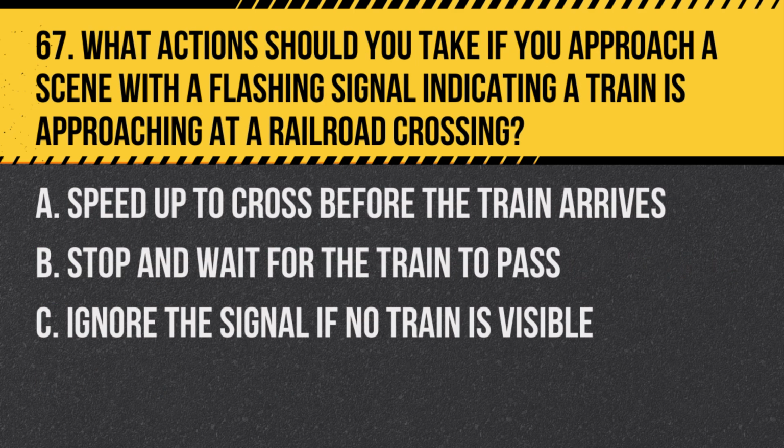Question 67. What actions should you take if you approach a scene with a flashing signal indicating a train is approaching at a railroad crossing? A. Speed up to cross before the train arrives. B. Stop and wait for the train to pass. C. Ignore the signal if no train is visible. Answer: B. Stop and wait for the train to pass. Never cross until the signals have ceased and it's safe to proceed.